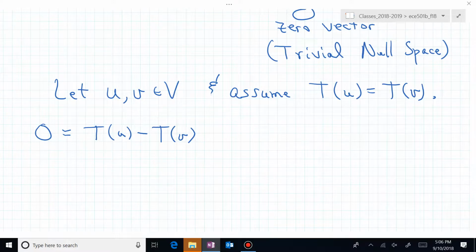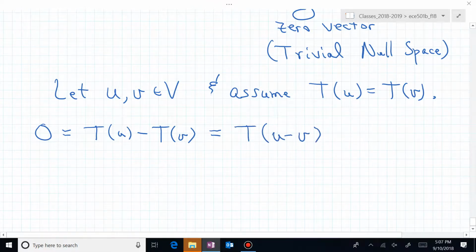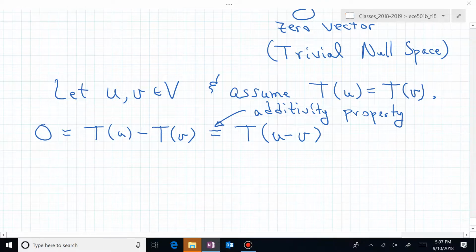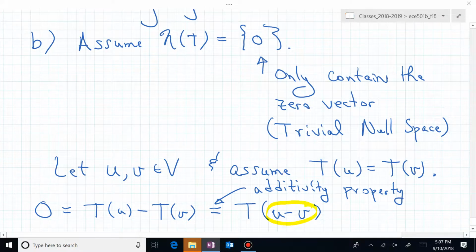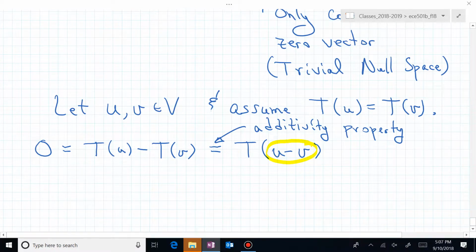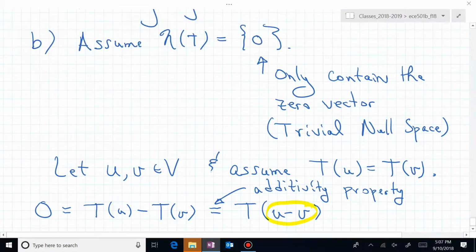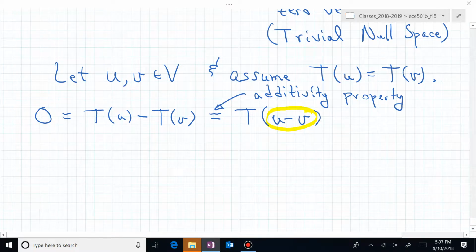If T of u equals T of v, then we can take their difference and get the zero vector. But now what can I do? I can use additivity, can't I? I can now say T of u minus v, by the additivity property of my linear map. Now what does that say? This vector that T is operating on, what do we know about it? We now know that it's in the null space of that linear map, right? Because it maps to 0.